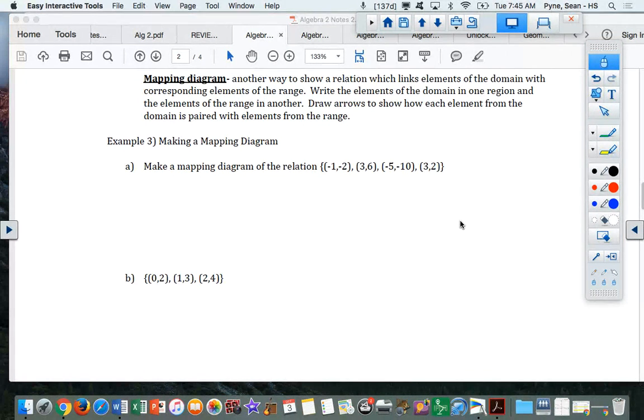Next, mapping diagrams. Mapping diagrams are pretty easy again. You need to have a relation, a bunch of ordered pairs. You're going to list your x values in one area and then your range in the other. And then we just connect the lines. Now, you never repeat a number. So for a mapping diagram, you label it domain and range. You list all of your x values. I always like to list them in order again. So it's going to be -5, -1, and 3. And you only write each number once. And then for the range, -10, -2, 2, and 6.